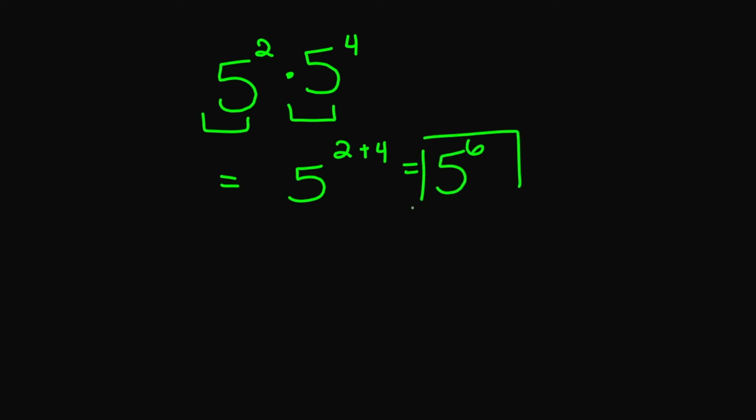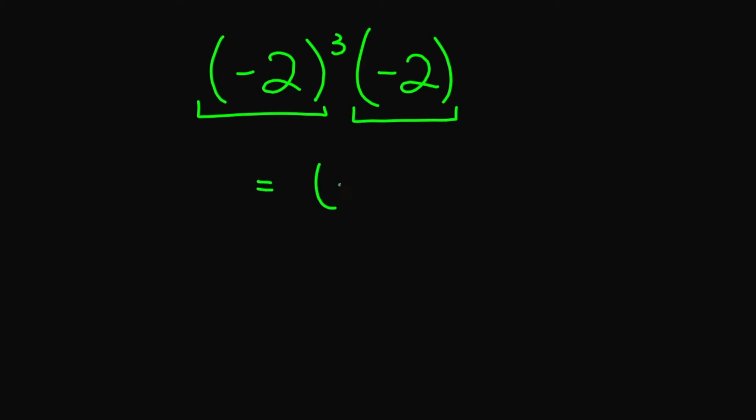5 to the 2nd times 5 to the 4th power. My bases are the same, so I'm going to add my exponents. So this is going to be 5, 2 plus 4. This is going to equal 5 to the 6th power, and this is my final answer here. Negative 2 to the 3rd power times negative 2. My base here is negative 2, so my base will stay the same, and I'm going to add my exponents, 3 plus 1. This is going to equal negative 2 to the 4th power, which equals 16.